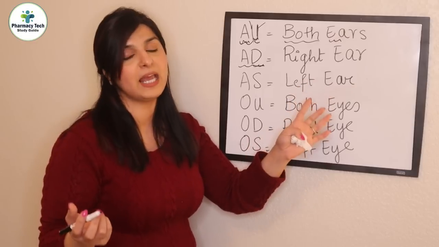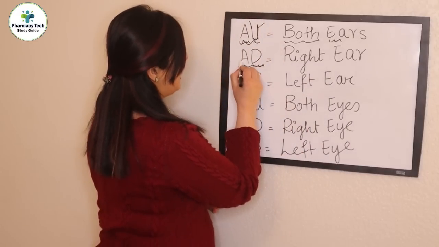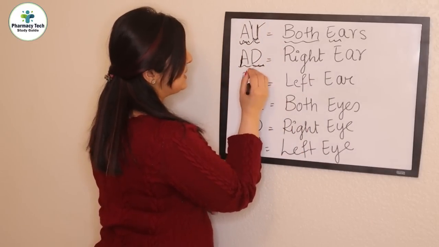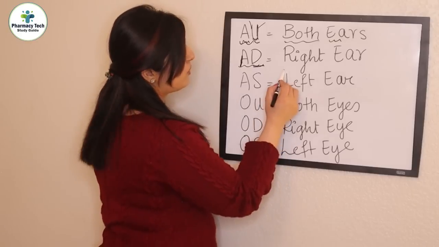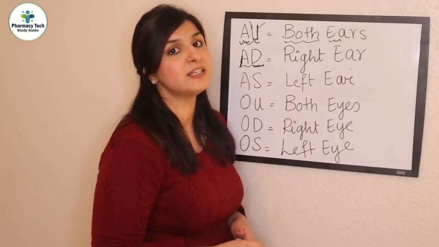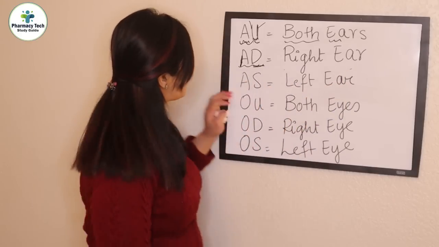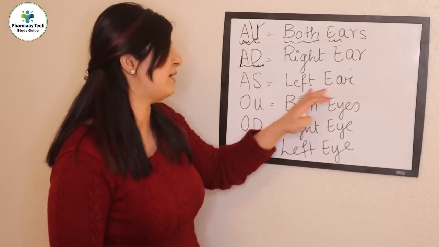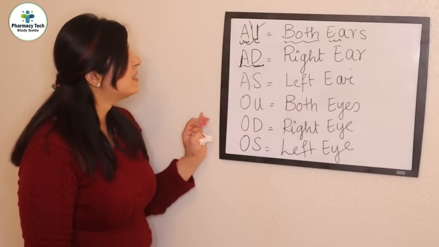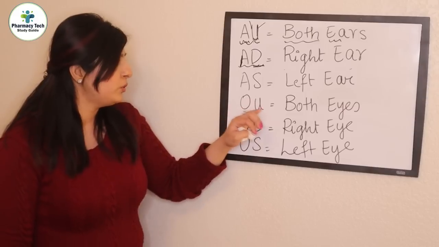D is for dominant, and the dominant side for most people is right. So A again for audio and D for right, because D is the dominant side. So AD is the right ear. And then the other one, AS, would be the left ear. Okay? And then we have OU.